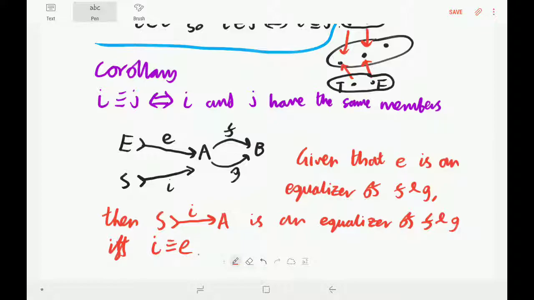So given that E is an equalizer of F and G, suppose that I is a subobject of A. Well, that's going to be an equalizer of F and G if and only if I is equivalent to J.